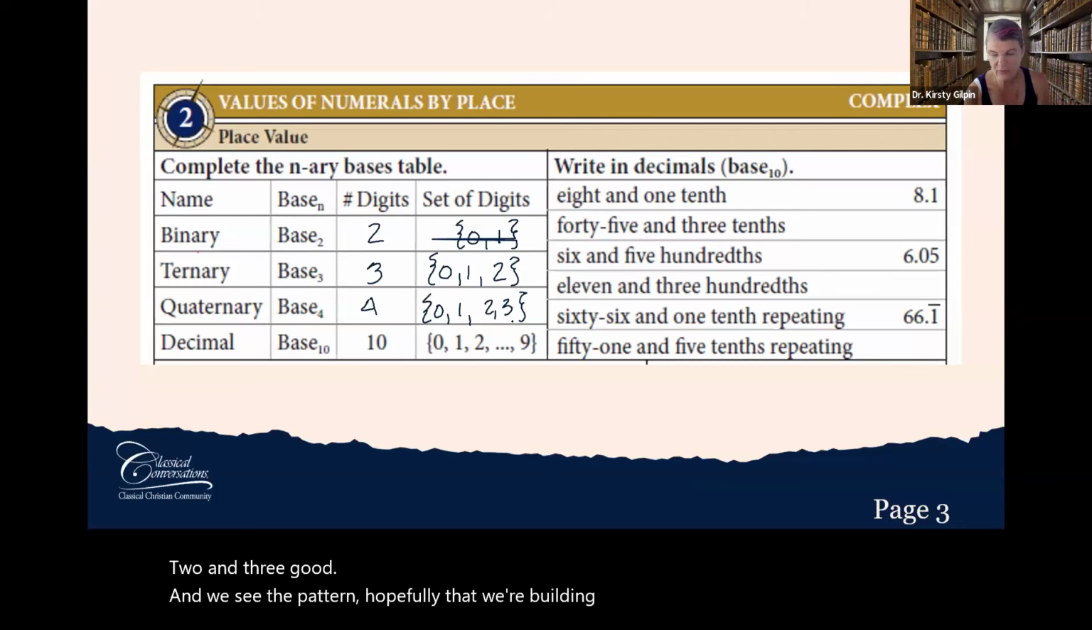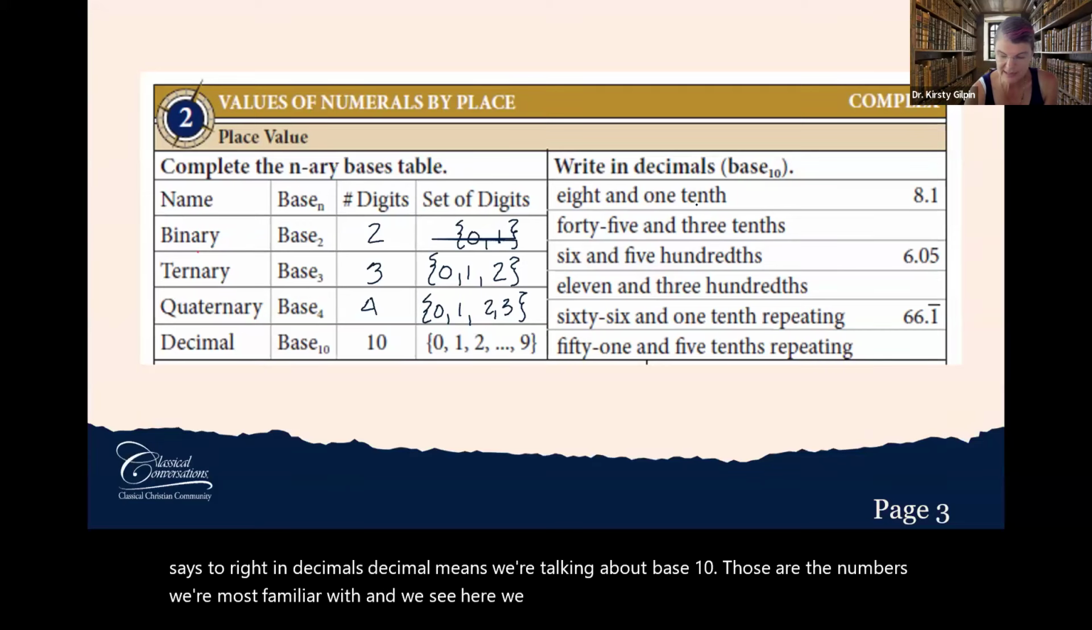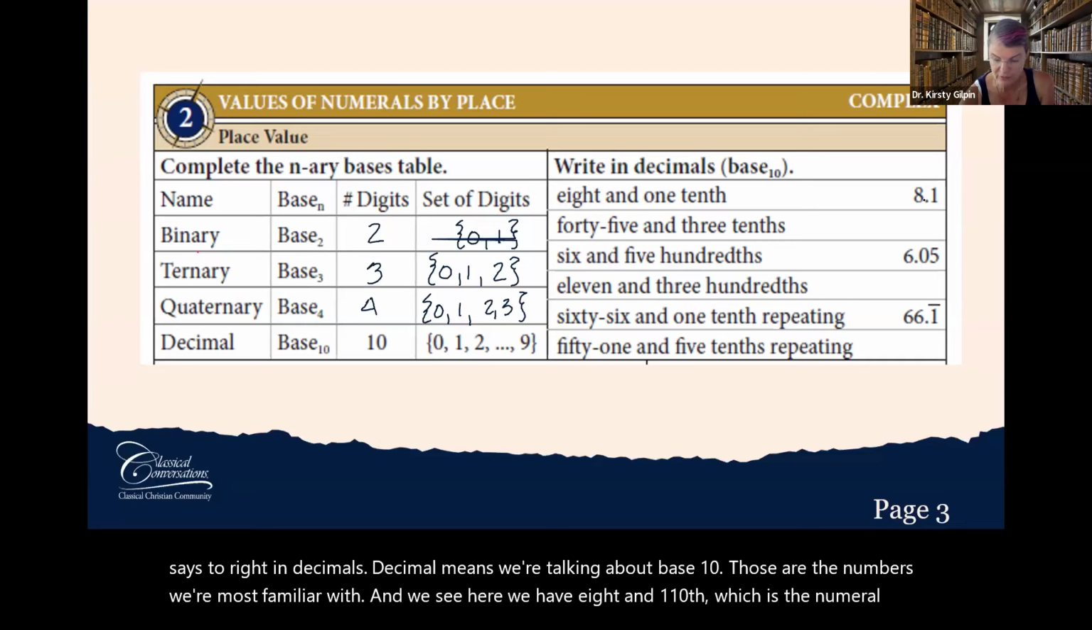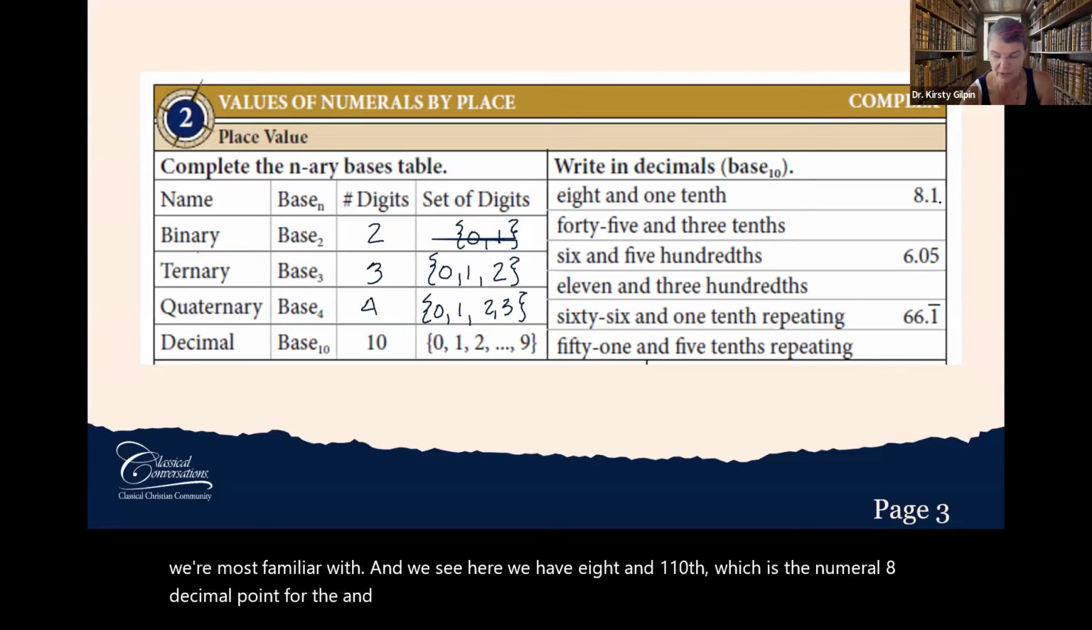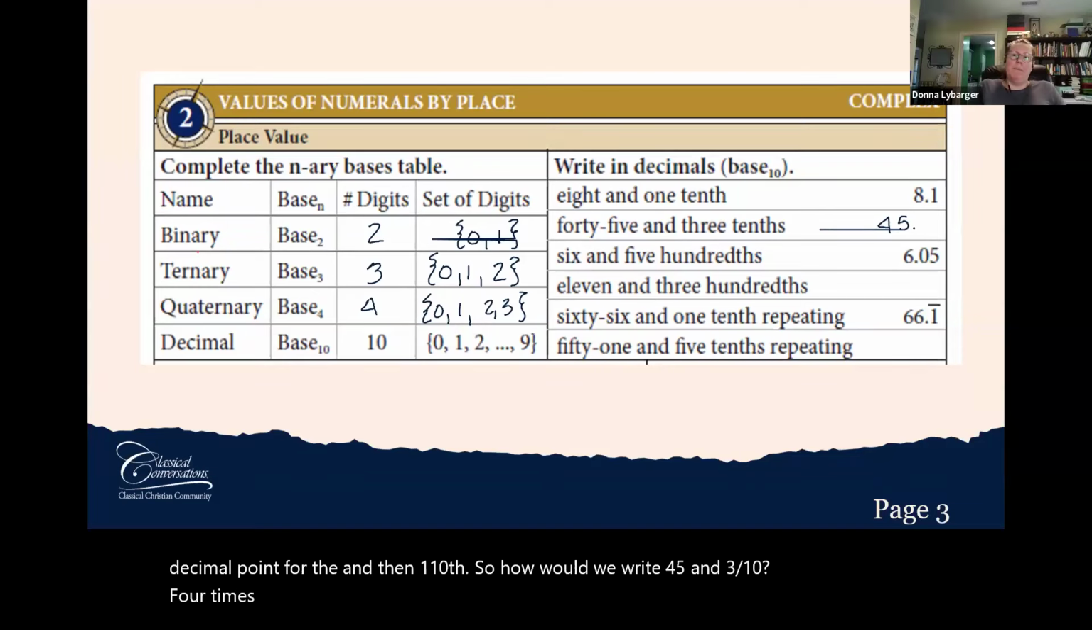All right, on the right hand, to write in decimals. Decimal means we're talking about base 10. Those are the numbers we're most familiar with. And we see here we have 8 and 1/10, which is the numeral 8, a decimal point for the and, and then 1/10. So how would we write 45 and 3/10? 4, 5, decimal 3. Good.